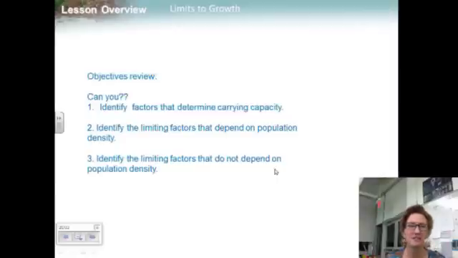Let's review our objectives. Ask yourself, can you identify factors that determine carrying capacity? Identify the limiting factors that depend on population density? And finally, identify the limiting factors that do not depend on population density?